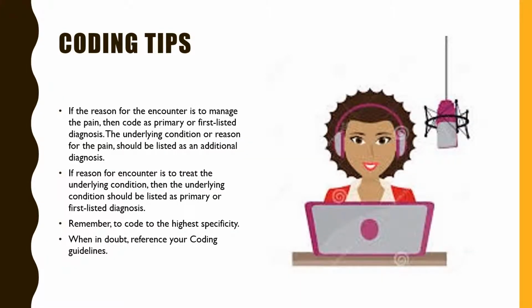Our coding tips for this segment start with number 1. If the reason for the encounter is to manage the pain, then code as primary or first listed diagnosis. The underlying condition or reason for the pain should be listed as an additional diagnosis. Second, if the reason for the encounter is to treat the underlying condition, then the underlying condition should be listed as primary or the first listed diagnosis. Remember to code to the highest specificity. And lastly, when in doubt, always reference your coding guidelines.